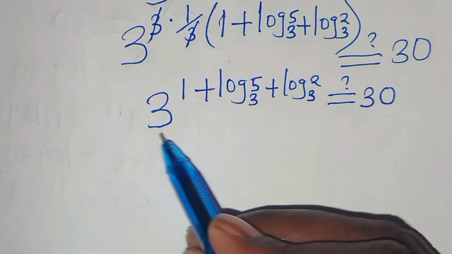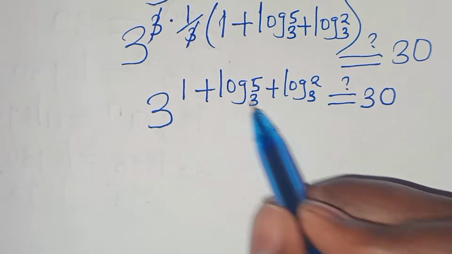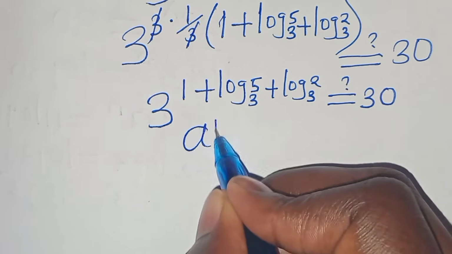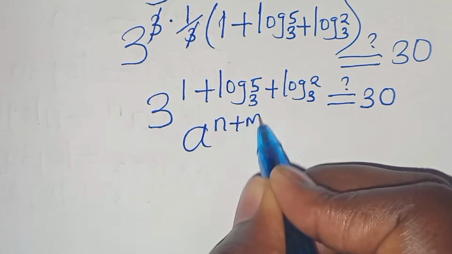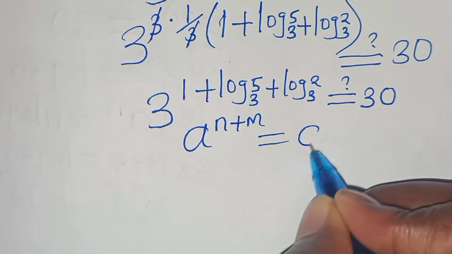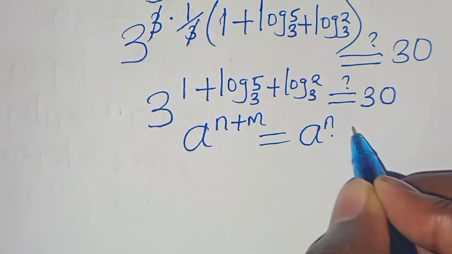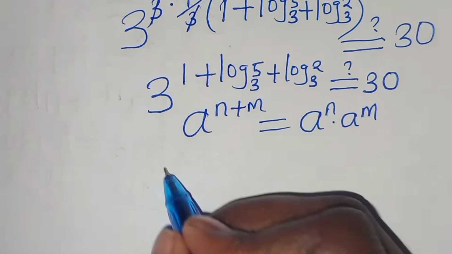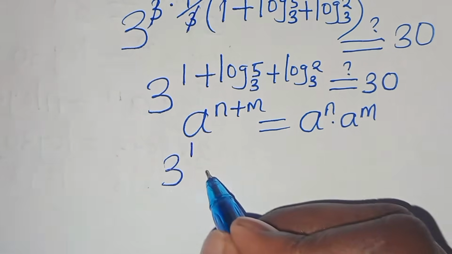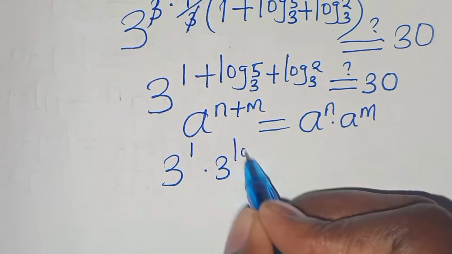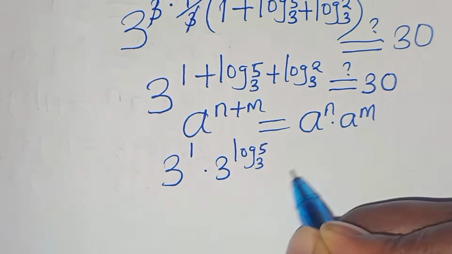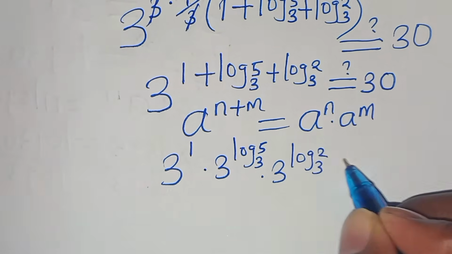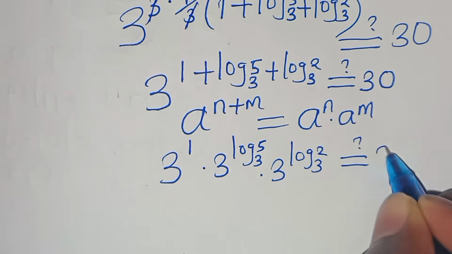The next step is that 3 to the power of 1 plus log 5 to base 3 plus log 2 to base 3 is in the form of a to the power of n plus m, which can be expressed as a to the power of n multiplied by a to the power of m. So we have 3 to the power of 1 times 3 to the power of log 5 to base 3 times 3 to the power of log 2 to base 3. This is supposed to give us a value of 30.